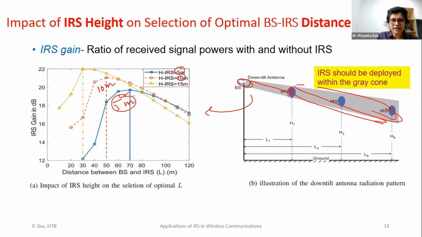So it has to be placed farther apart. The distance from the base station is farther for the 5 meter than for the 10 meter, where this is 50 meter. Which is also obvious: at a smaller height, it has to be located at a slightly higher distance. And at what distance? You will get an optimum value, the peak value. The IRS gain is the relative ratio of the received signal power with and without IRS.